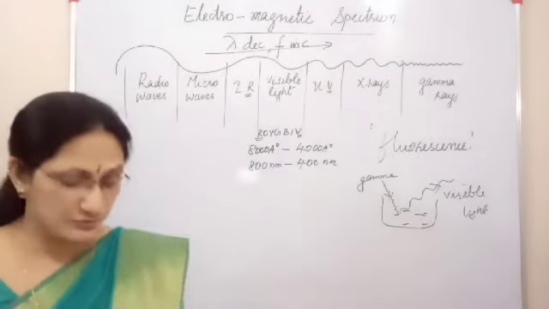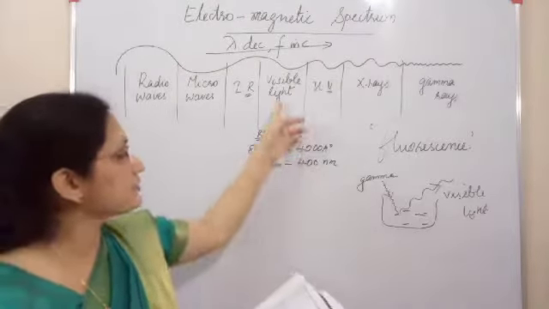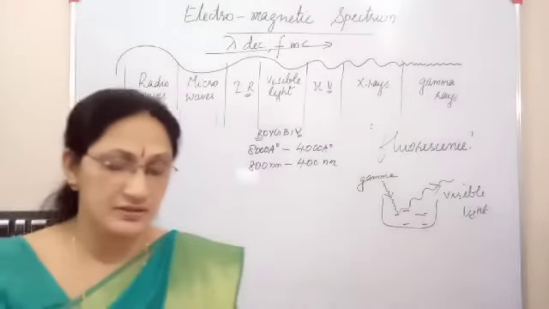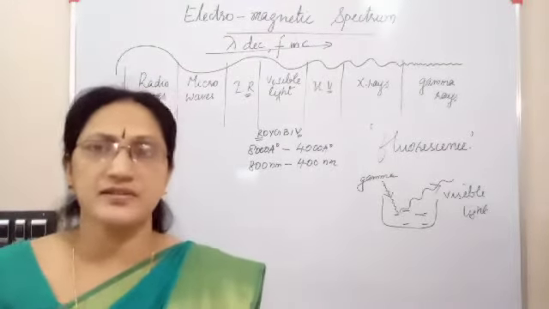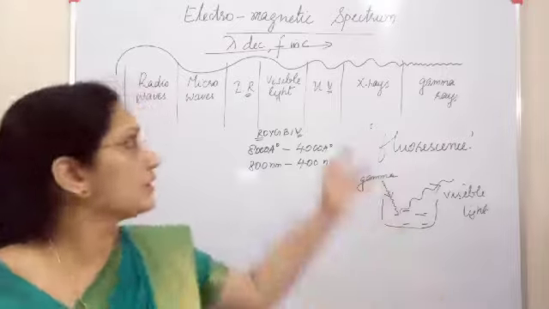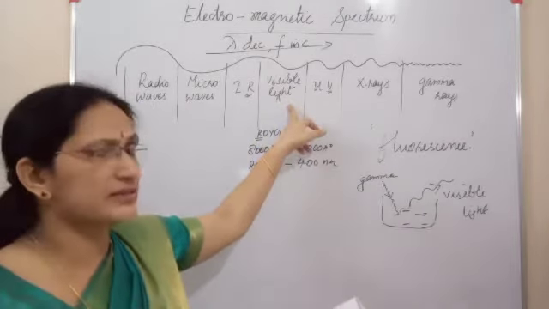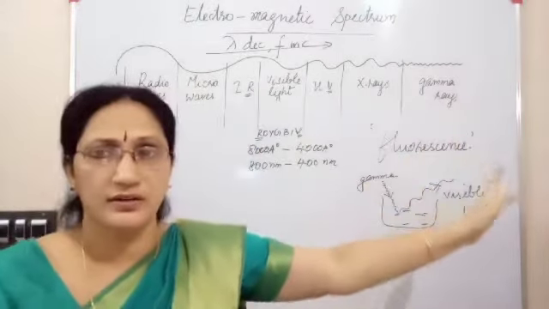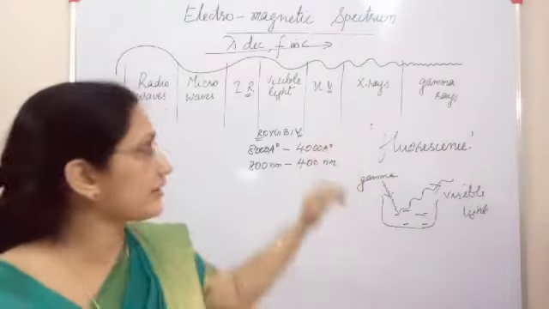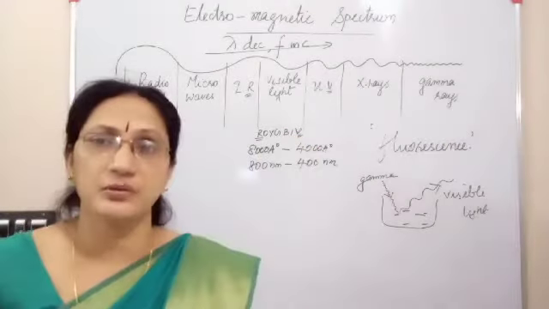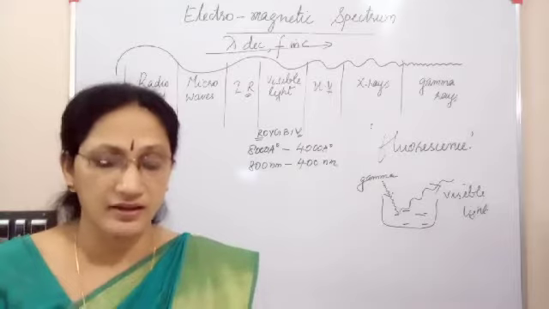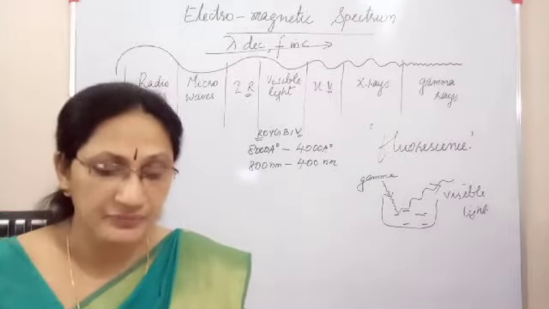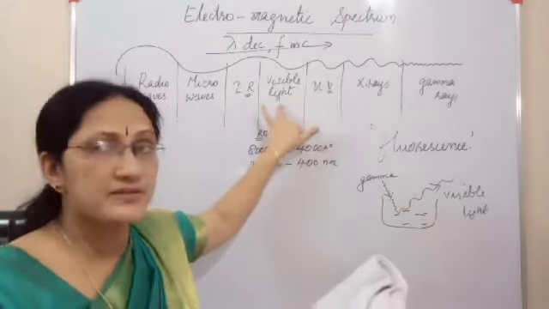Some characteristics of visible light are given in the book. General characteristics, you can include what I told. It can reflect, it can refract. That is applicable for all, not only for visible light. They travel with the speed of 3 into 10 to the power 8 meter per second in air and vacuum, and they can affect the photographic plate.